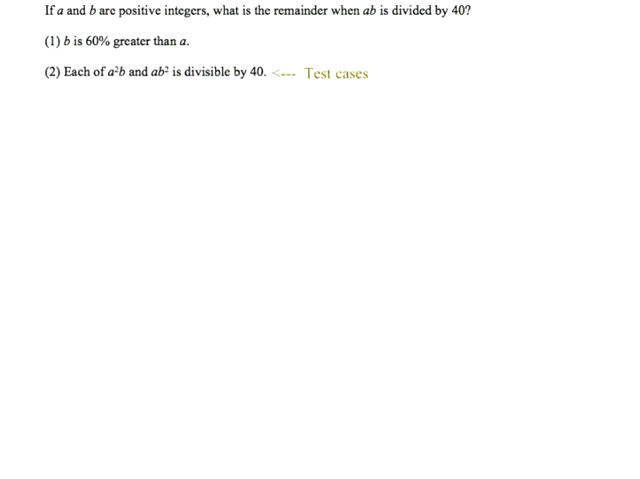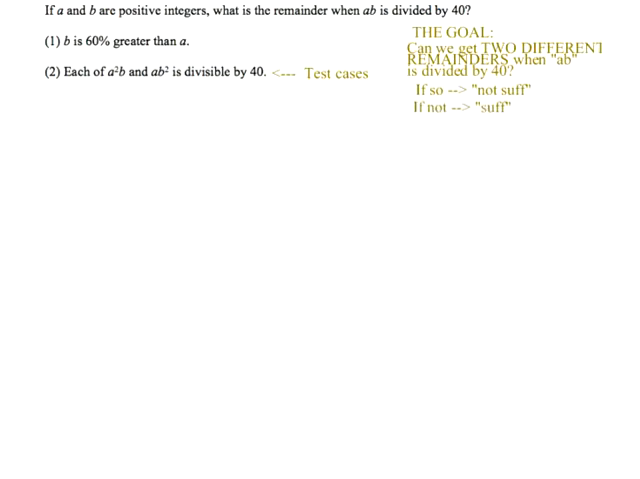So let's test cases. Well, okay. So remember what the goal is. The goal is, can we get 2 different remainders when AB is divided by 40? So if so, then that's not sufficient. And if not, that's sufficient. Again, this is the most fundamental aspect here, but make sure that this is in your head before you get started.